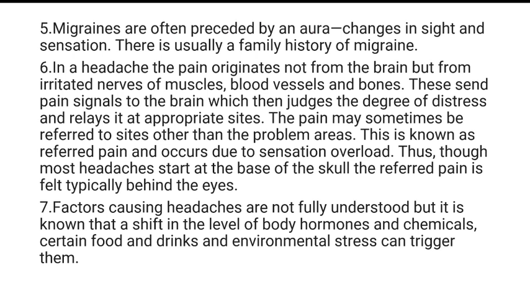Migraines are often preceded by an aura, changes in sight and sensation. There is usually a family history of migraine. In a headache, the pain originates not from the brain but from irritated nerves of muscles, blood vessels and bones. These send pain signals to the brain, which then judges the degree of distress and relays it to appropriate sites. The pain may sometimes be referred to sites other than the problem areas. This is known as referred pain and occurs due to sensation overload. Thus, though most headaches start at the base of the skull, the referred pain is felt typically behind the eyes.